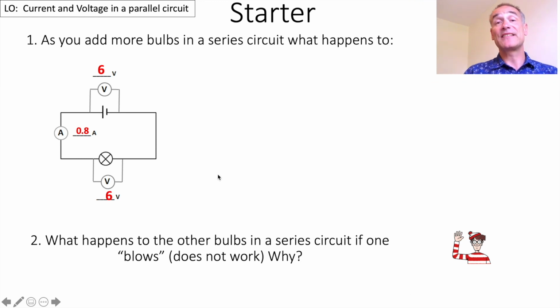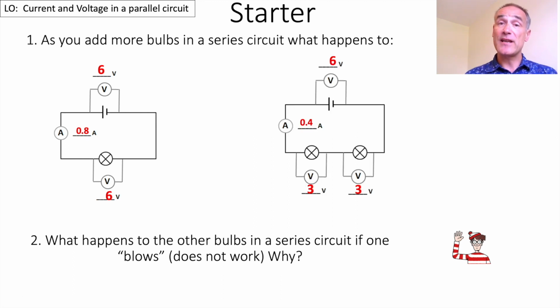So let's take this example to see whether you're right. I've got a 6-volt battery, therefore on its own the bulb will also have 6 volts across it. And let's just say the current flowing round was 0.8 amps. If I was to add another bulb in series, then of course they share the potential difference of the power supply, and they share it equally if they're identical bulbs, so they'll have 3 volts each across them.